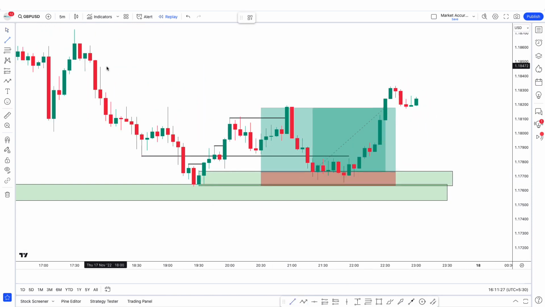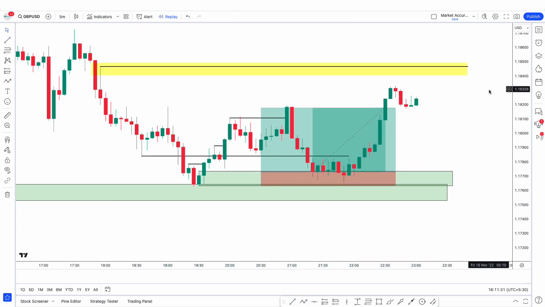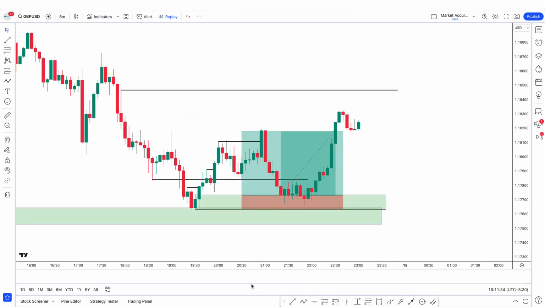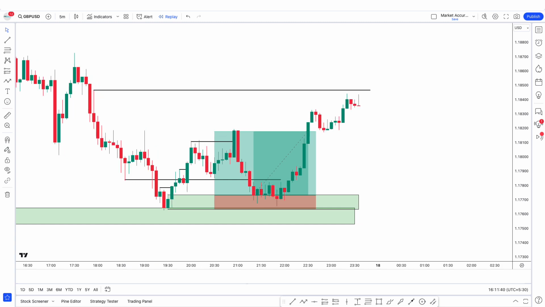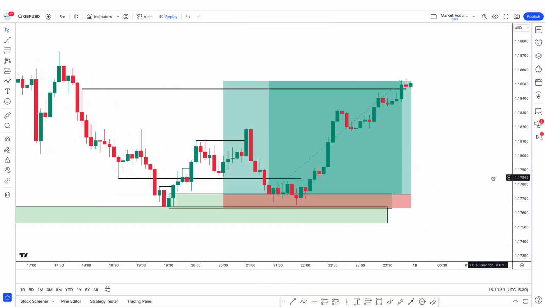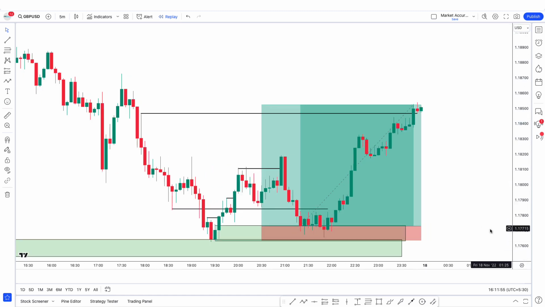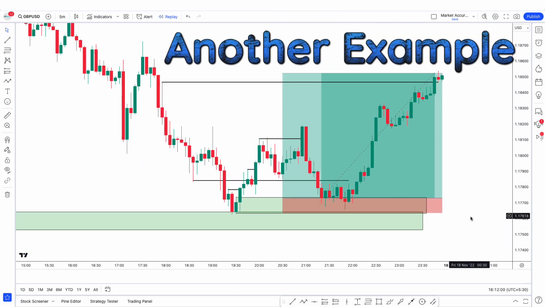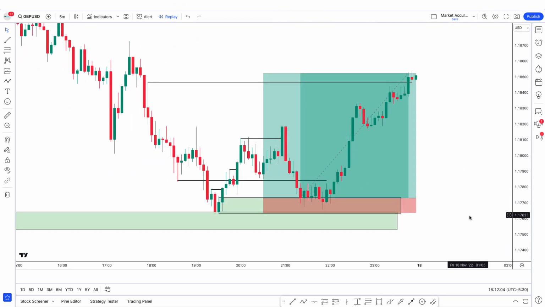Alright, so now we have our second target here. Let's see if price goes here. So if you targeted this level, this would have been a 6 risk to reward trade. So I'm going to give you guys another example, and then I'll end the video.